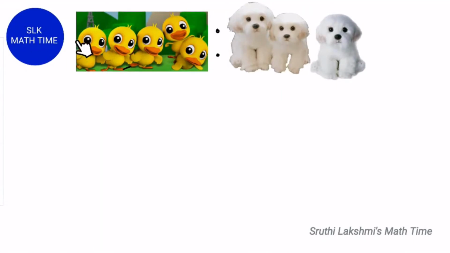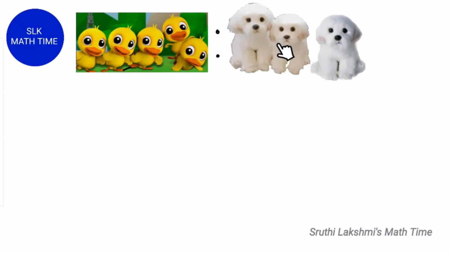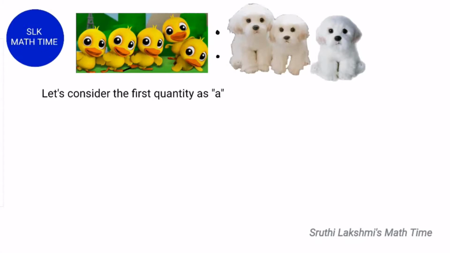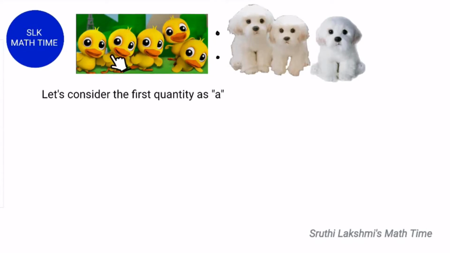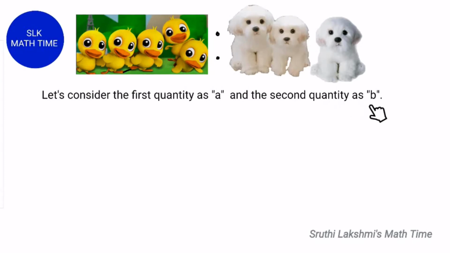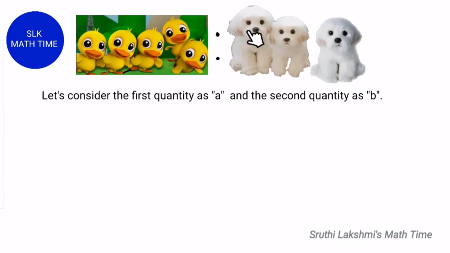Now here there are 5 ducks and 3 dogs. So it's ducks to dogs. So let's consider the first quantity as A. So the first quantity here is ducks. So the ducks is A and the second quantity is B. So here the second quantity is the puppies. So the puppies is B.